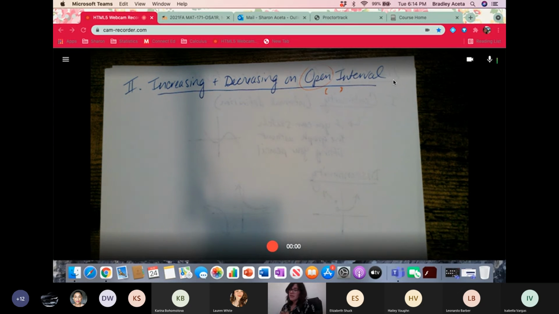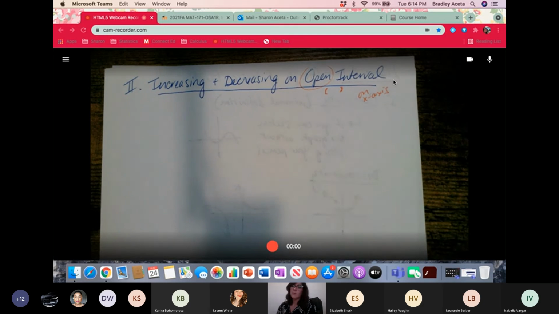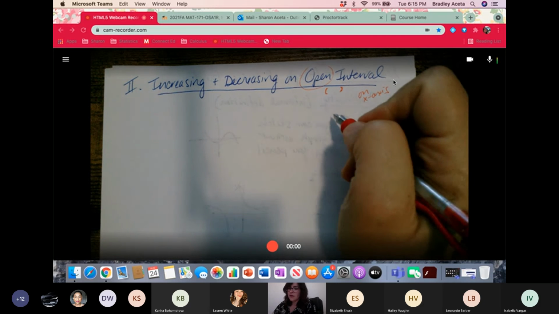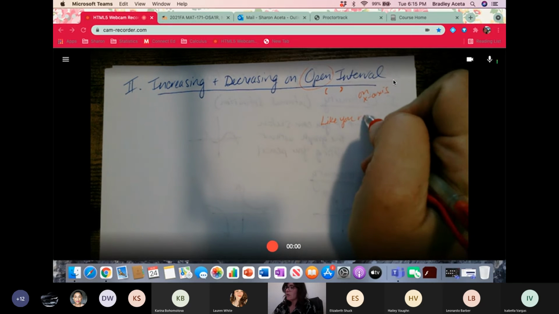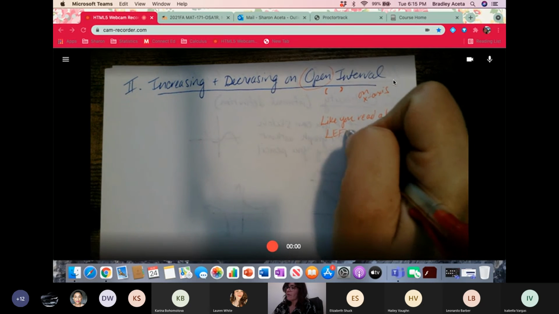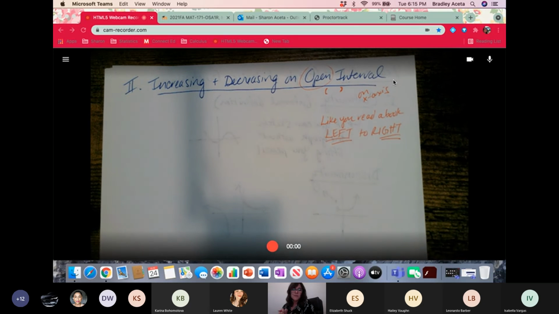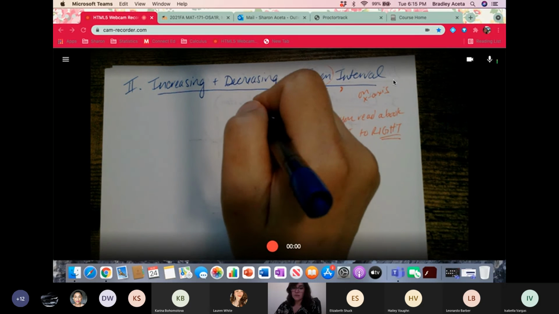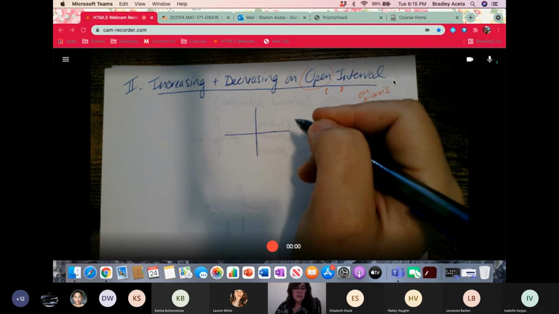Now, increasing and decreasing is also on the x-axis. You don't use y values. You're only worried about the x-axis. And just like continuity, just like you read a book, you've got to start on the left and go to the right. Okay, so I am going to sketch a little graph right here, and then we're going to talk about where it is increasing and decreasing.